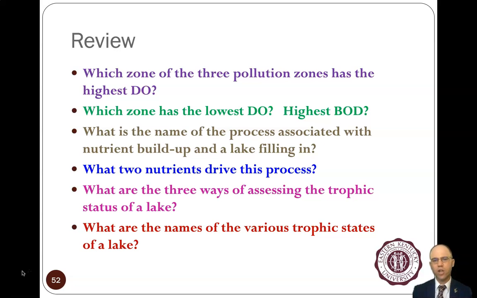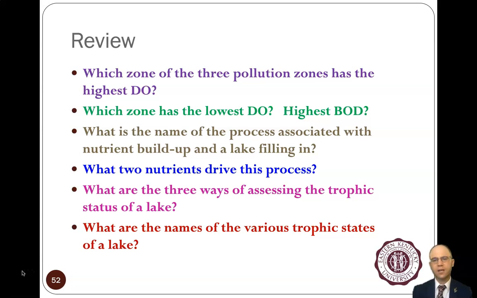Which zone has the lowest DO and the highest BOD? This is the area that's the most intolerant for life and would appear to have the worst water quality, and that would be the zone of active decomposition. That's where the demand for oxygen is the highest, which also is associated with a low dissolved oxygen. So that's the zone of active decomposition.